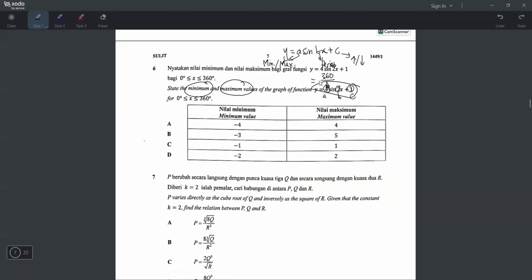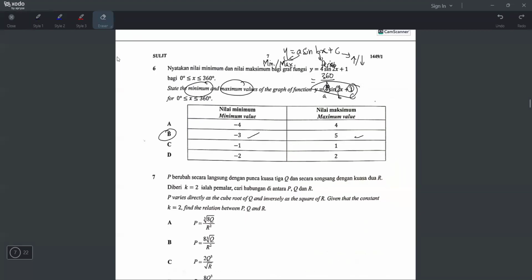So if the a is 4, that means the maximum and minimum value will be 4 and negative 4, but they got plus 1. So 4 plus 1 is 5, negative 4 plus 1, negative 3. So the answer is B. Here, negative 3 and 5. Okay, I want to explain in more detail.